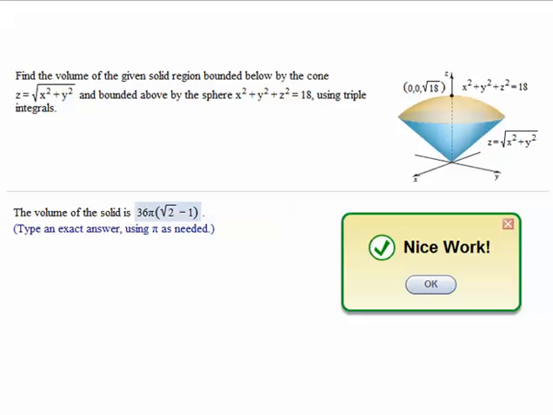The volume of the solid is 36 pi times the quantity radical 2 minus 1.